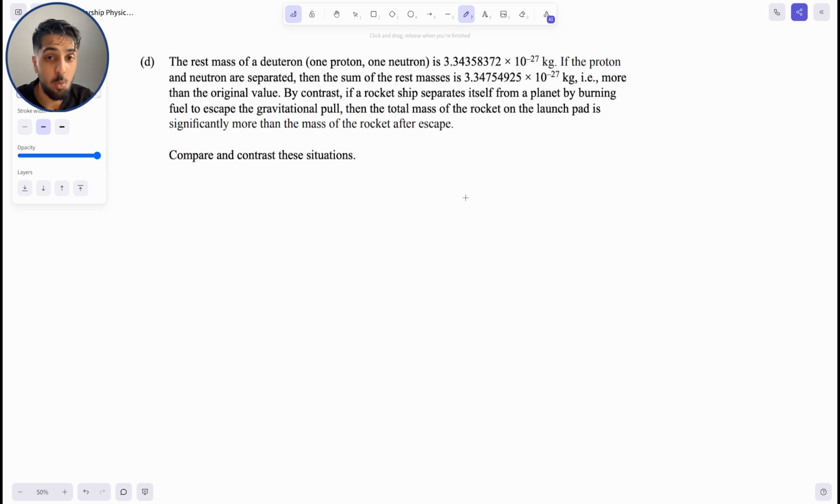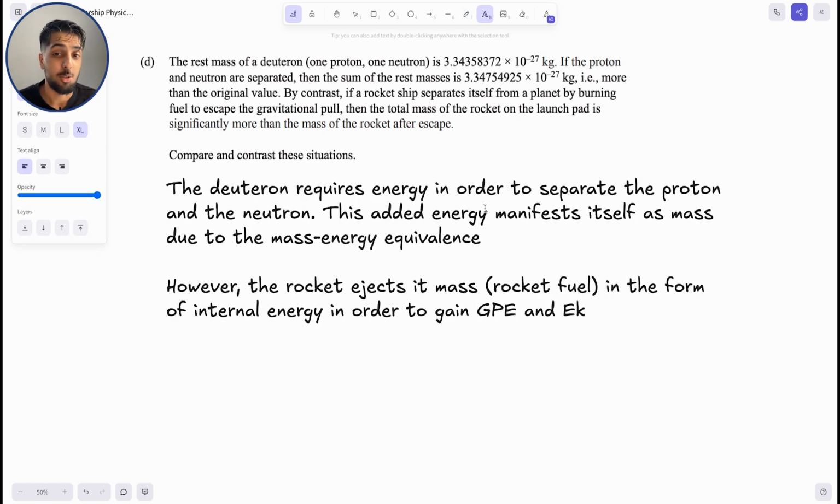However, a deuteron requires energy in order to separate the proton and the neutron, and due to the mass-energy equivalence, this added energy manifests itself into added mass. And so that's why the mass before is greater than the mass afterwards. So we can write that in. The deuteron requires energy to separate the proton and the neutron. This added energy manifests itself as mass due to the mass-energy equivalence. However, the rocket ejects its mass, which is rocket fuel, in the form of internal energy in order to gain gravitational potential energy and kinetic energy.